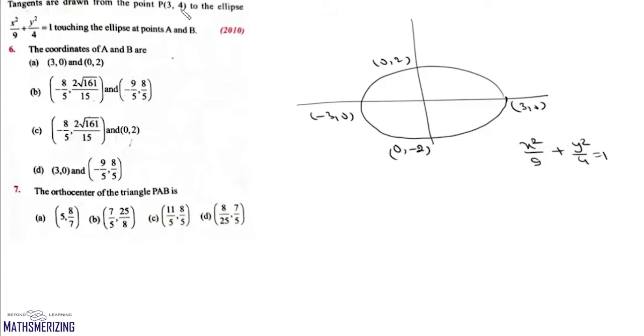Now it says from a point (3, 4). So from a point which is at a distance 3 and then at 4. So from this point, say P, which is (3, 4), two tangents are drawn to this ellipse.